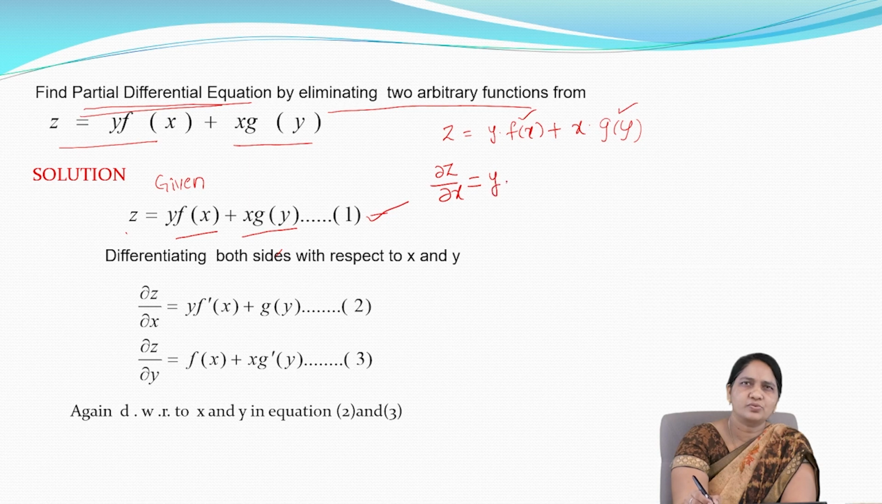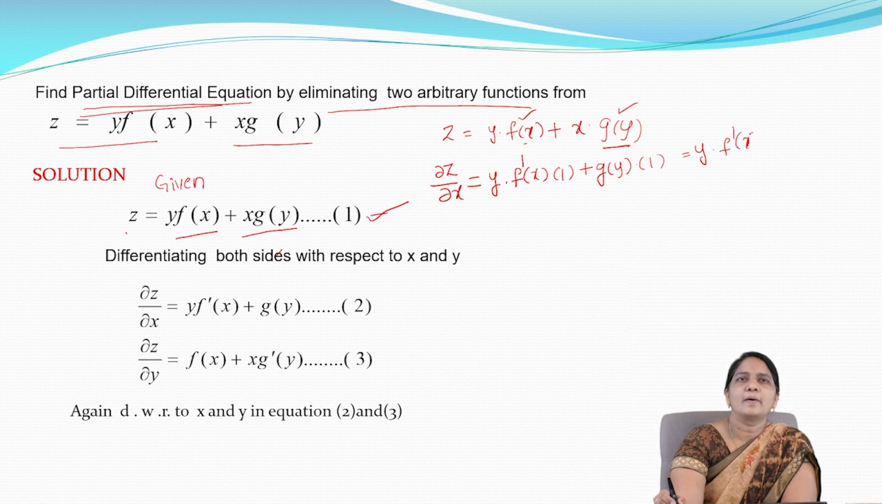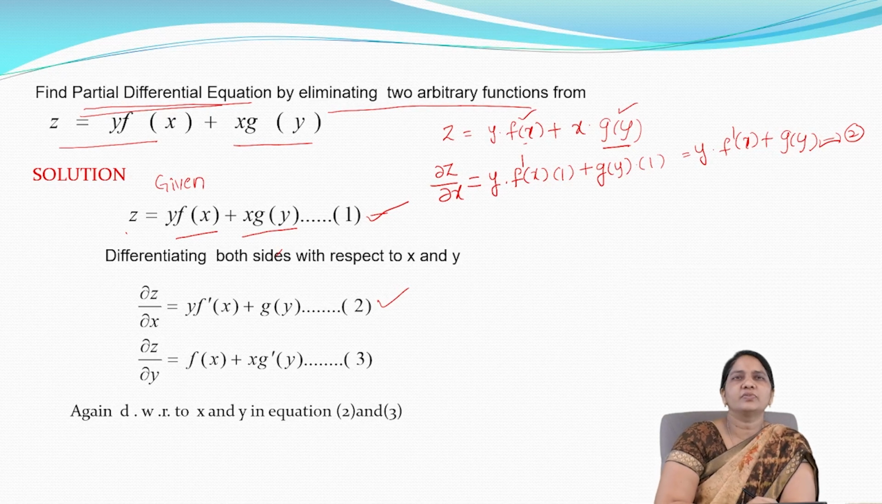So y is the constant. So y into f derivative is f dash of x. So for the x I need to do the differentiation, right? So x derivative is 1, plus here g of y is the constant because here y is the constant, right? So g of y into x derivative is 1. So what I am getting here: y into f dash of x plus g of y. So this is the equation 2 I got here after doing the partial differentiation with respect to x.